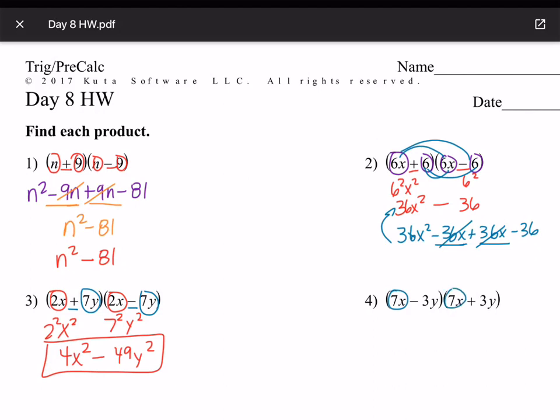So 7x, 7x, 3y, 3y. Signs are different. Perfect. So I can just go straight to 7 squared x squared, which is 49x squared. And then 3 squared y squared is 9y squared, and subtraction in between them. Okay? So that's how you do the reverse difference of squares.